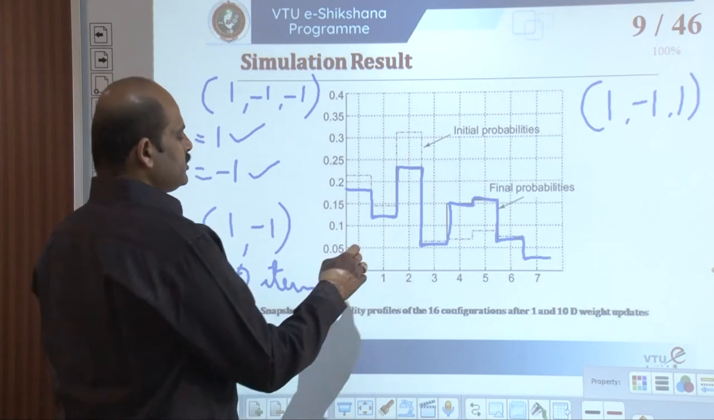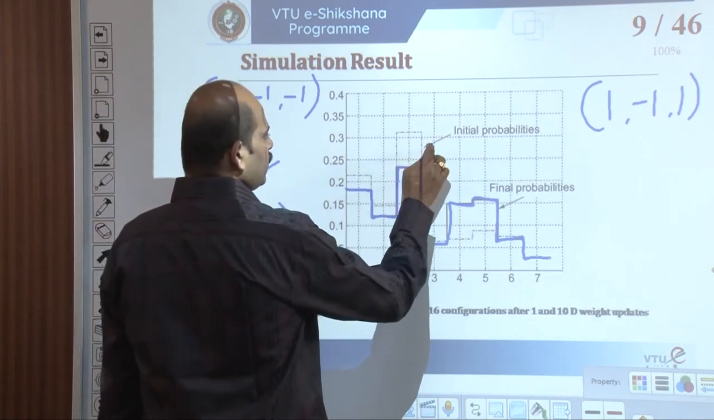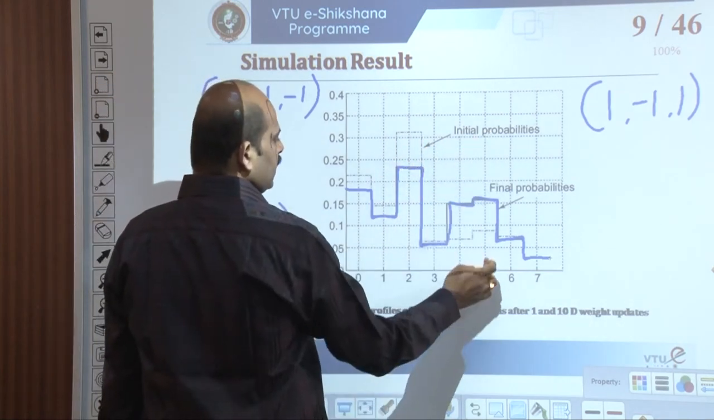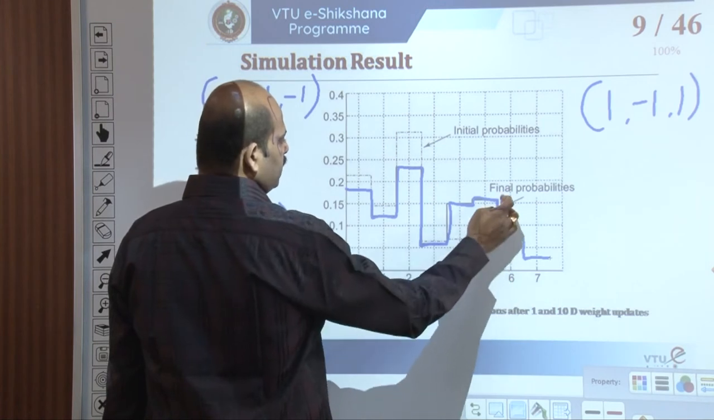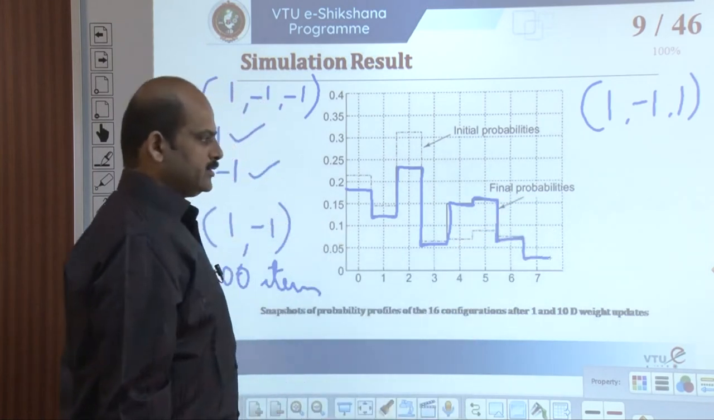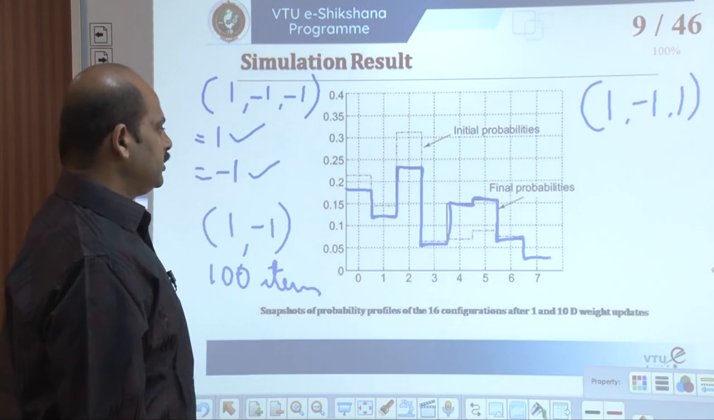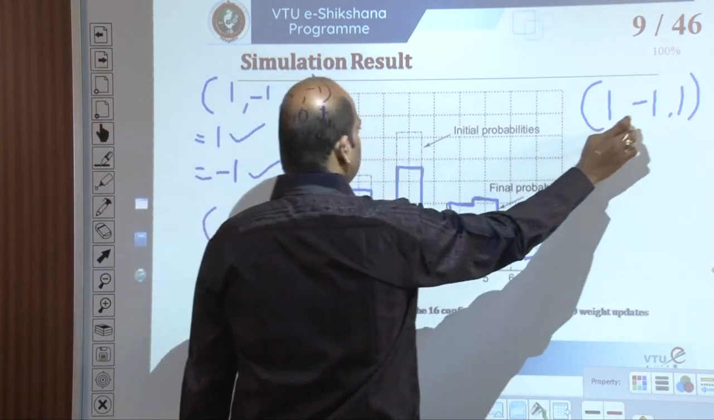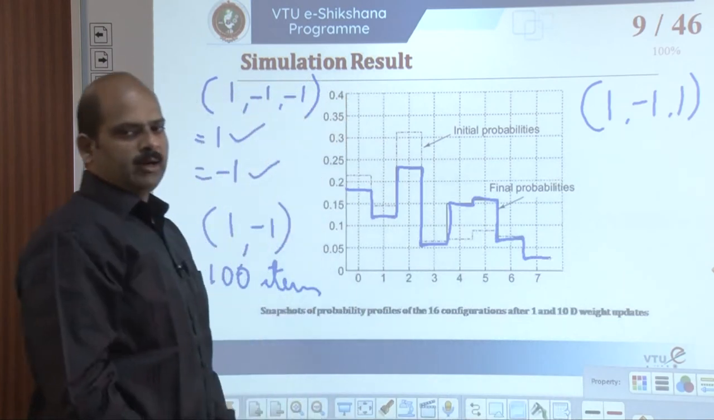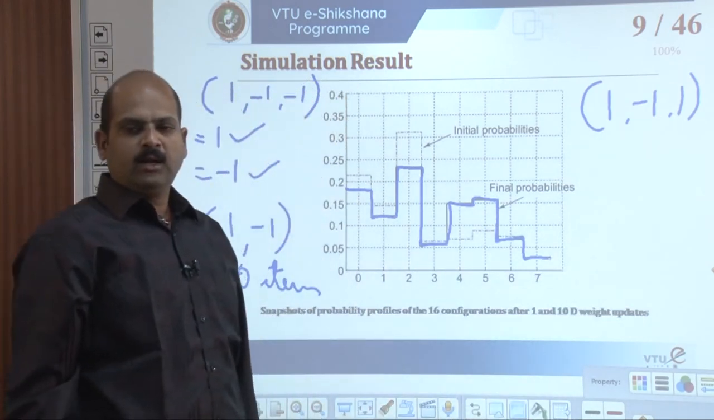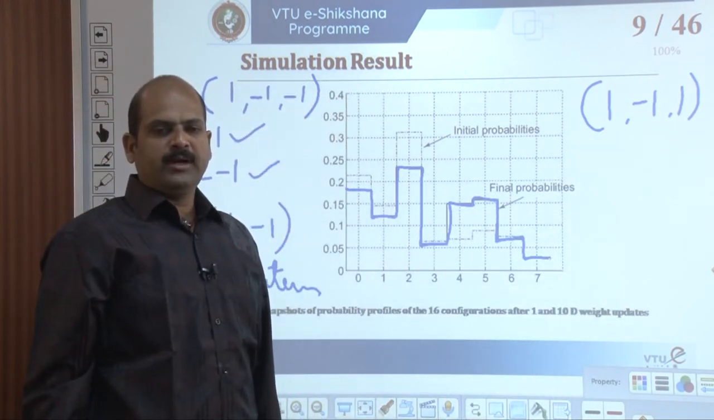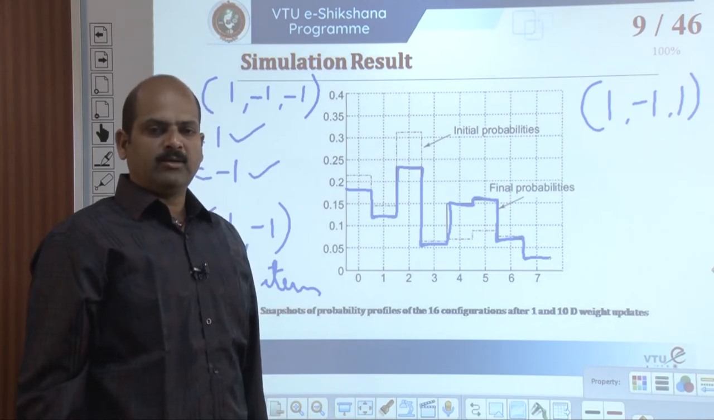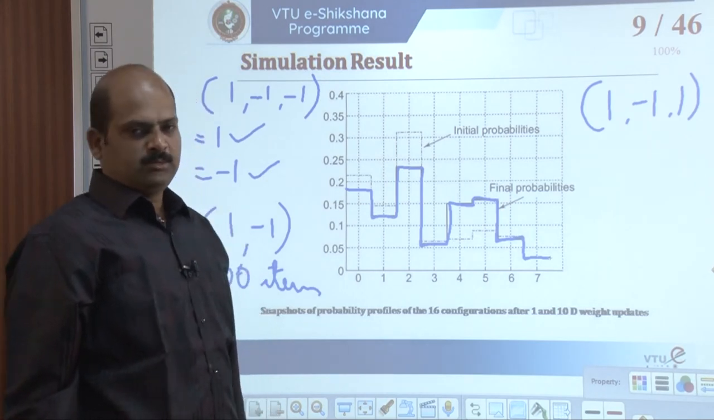So, here if you look at the value of 2, we get the initial probability, and at the value of 5 in between we get the final probabilities. The values taken over there are 1 minus 1 minus 1, or 1 minus 1 plus 1, plus 1 minus 1 and plus 1. So, these probabilities are calculated from the Boltzmann distribution.